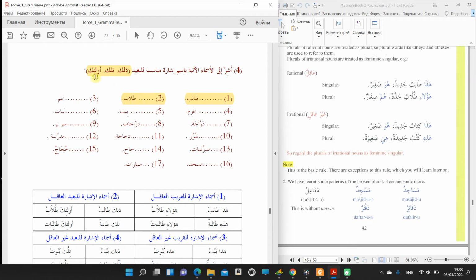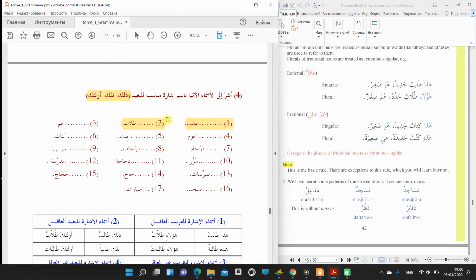طلاب. We'll say أولئك طلاب. Those are students. If you were to say هؤلاء طلاب, it would mean these are students. But if you are talking about something that is far from us, you remember أسماء الإشارة للبعيد. أسماء, nouns, الإشارة, that point to something, للبعيد, for something that is far from us.